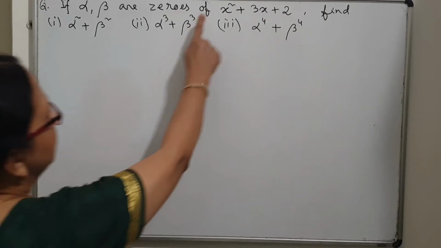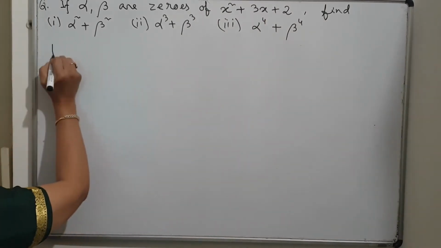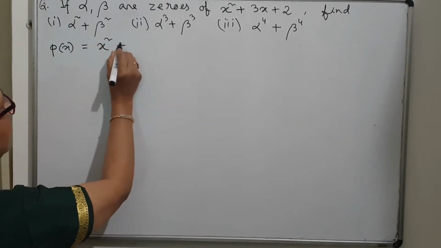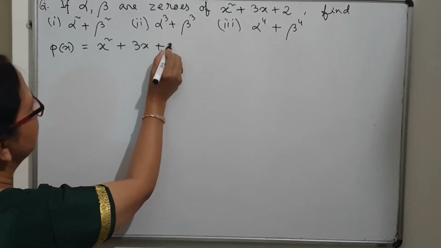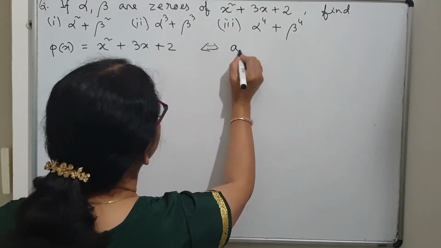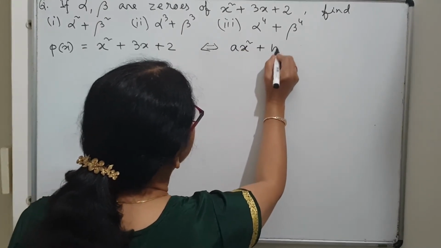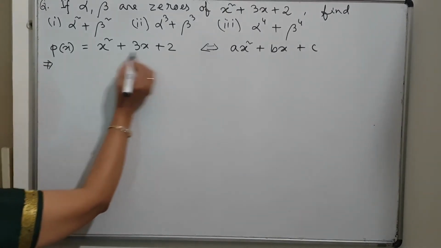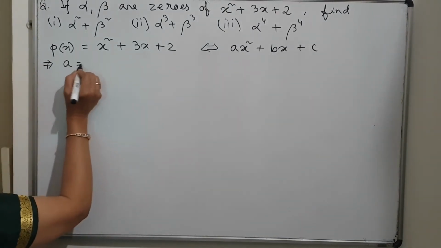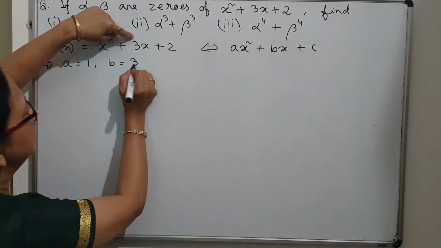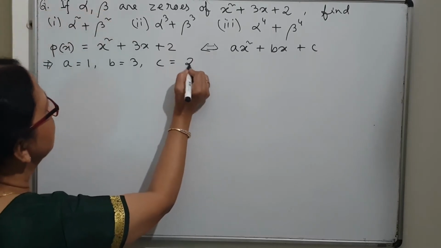So first let me write down the polynomial. Given polynomial p(x) is this one, x square plus 3x plus 2. Comparing this with the standard one, ax square plus bx plus c. Let me first write down the value of the coefficients. A is equal to coefficient of x square, 1, b is equal to coefficient of x, 3, and c is the constant. So this is the first thing we do.